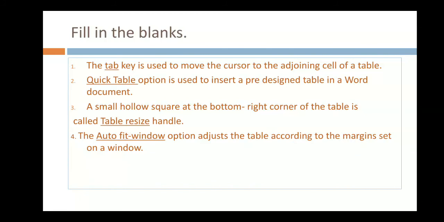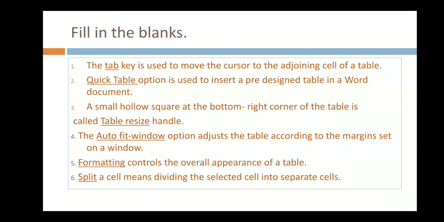The dash option adjusts the table according to the margin set on a window. Correct answer is auto fit window. Dash controls the overall appearance of a table. That is the formatting. Dash a cell means dividing the selected cell into separate cells. That is the split cell. It is used to divide a single cell into multiple cells.